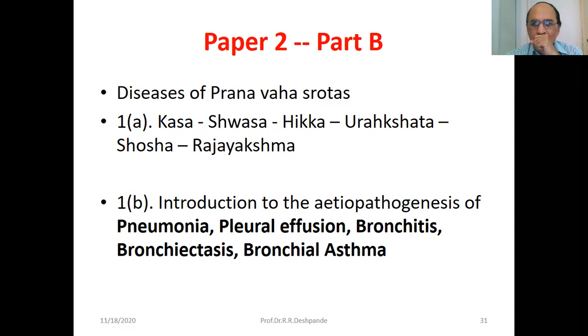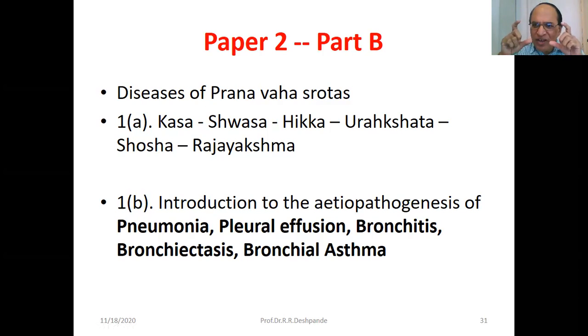Diseases of Pranavasrotas: cough, Shwas, bronchial asthma, hiccup. Then Urakshata, wound in the chest, that is because of tuberculous lesion. Shosha, weight loss. Rajyakshma, tuberculosis. Introduction to the etiopathogenesis of pneumonia: high fever, cough, chest pain, pleural effusion. When the patient takes a deep breath, only one side, the patient says, doctor, here is pain.